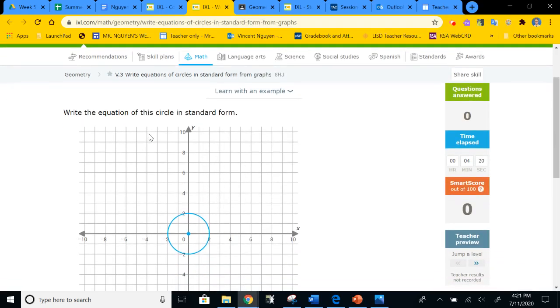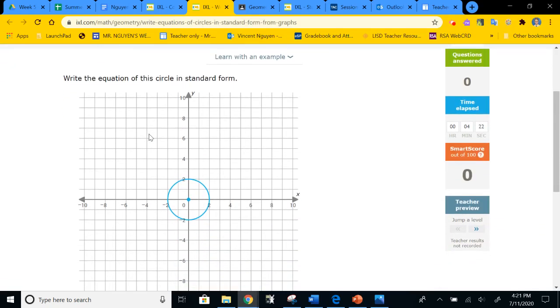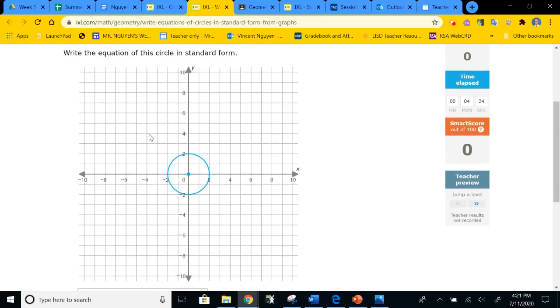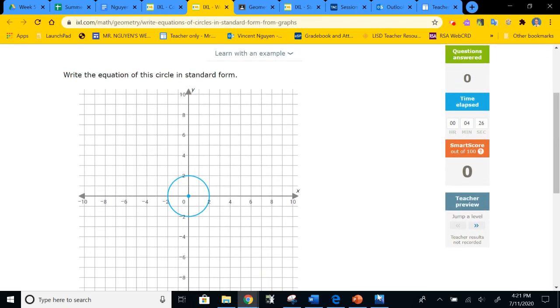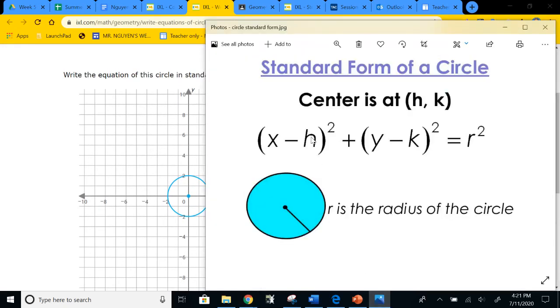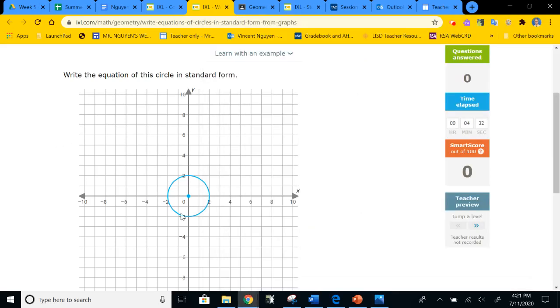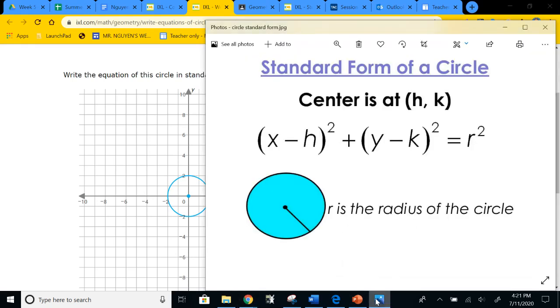So let's take a look at this first problem. Here in IXL, we have a graph of a circle given to us. Remember, when we are writing an equation, we need h and k, which is the center, and we need the radius. So let's look at the center real quick. The center here is 0. So essentially, you're going to substitute 0 in here, which means that you don't even have to write it. So it's just x squared plus y squared equals radius squared.